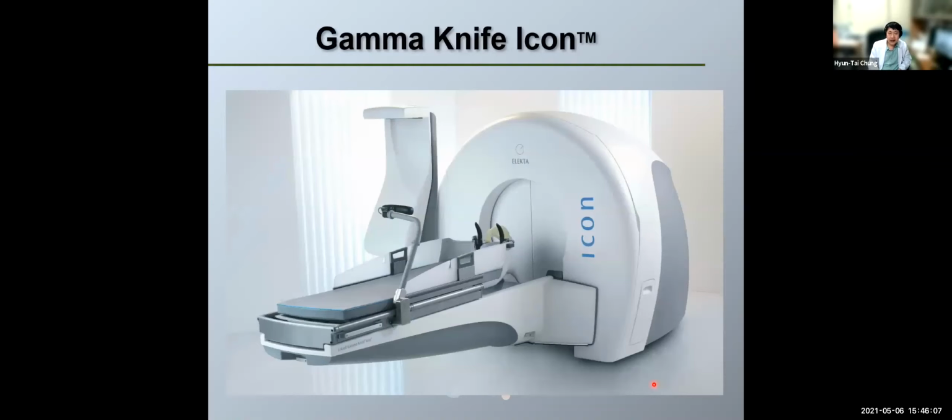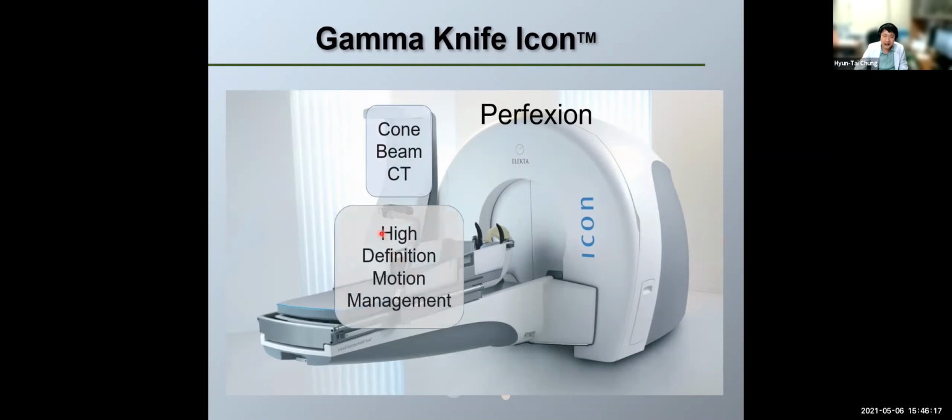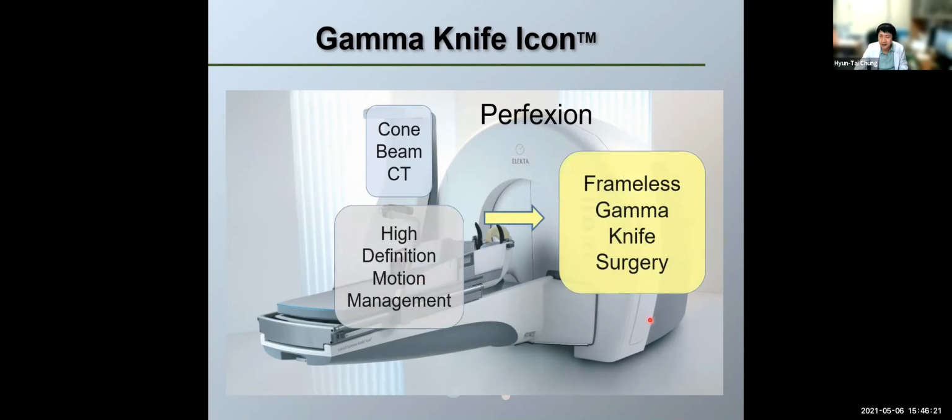Let's move to Gamma Knife Icon. Icon has a cone beam CT, the radiation part is the same as Perfexion, and it has a patient monitoring system. By combining these, we can perform frameless gamma knife surgery with Gamma Knife Icon.